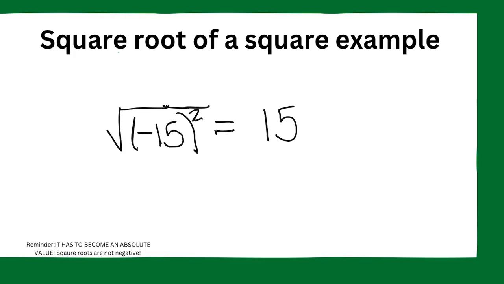So just a reminder, it has to become an absolute value if you have a negative square root. Square roots are just not negative. They cannot be negative. We cannot make them negative. We have to turn them into an absolute value.